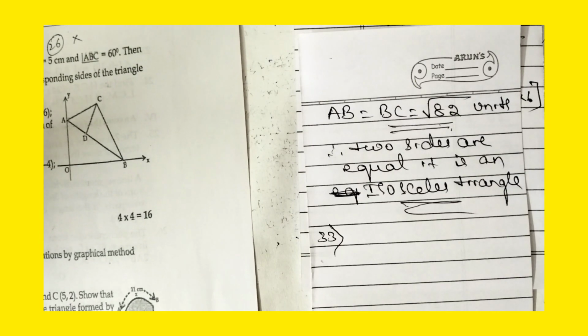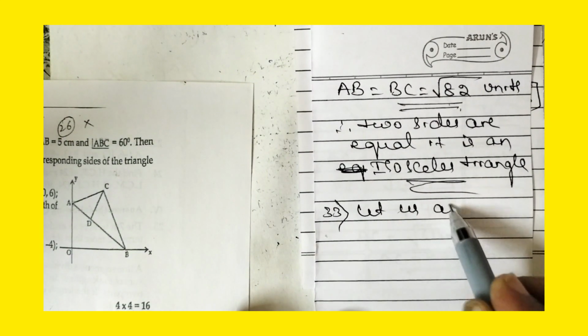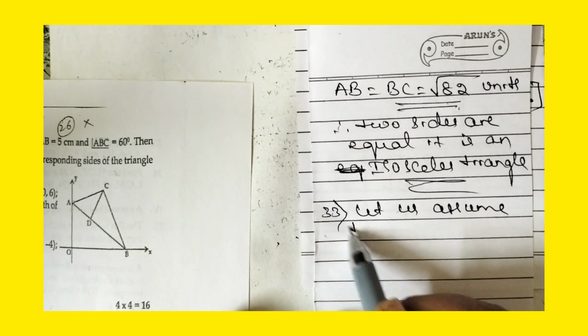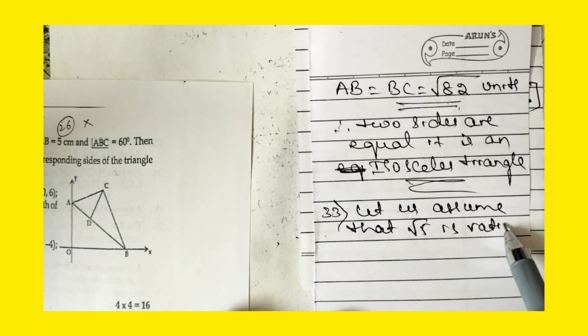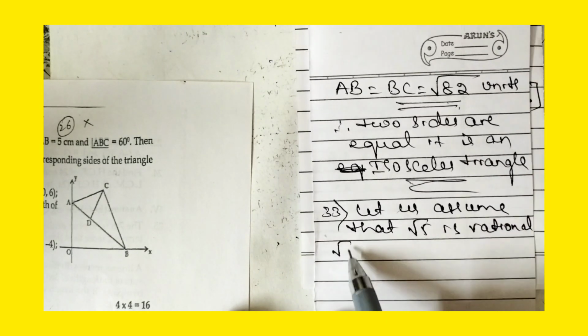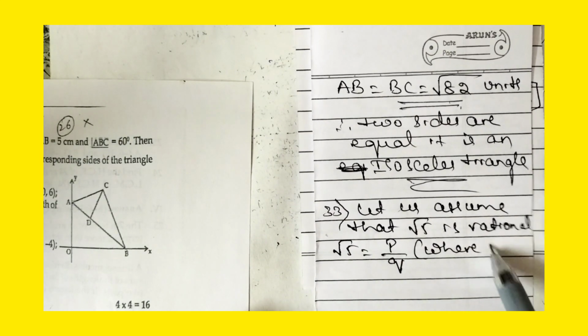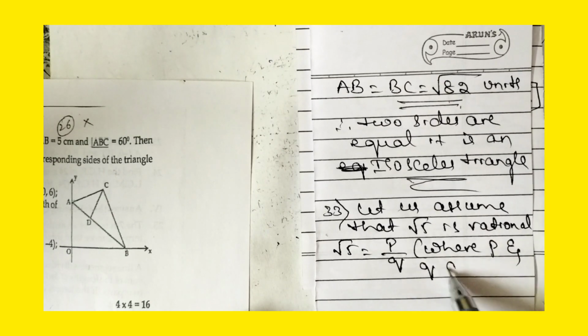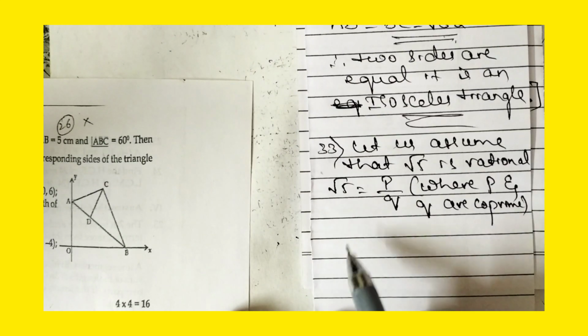Now let us move to the last question of 3 marks, that is question number 33. Prove that root 5 is an irrational number. Let us assume that root 5 is rational. If it is rational, then root 5 is equal to P by Q, where P and Q are coprime.